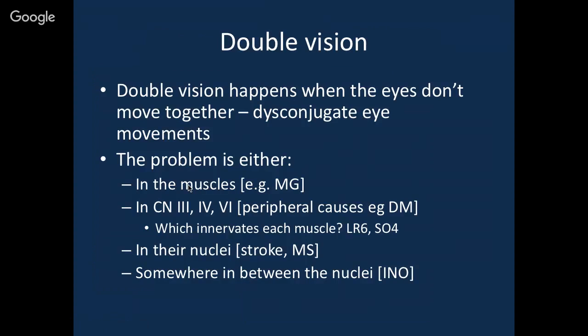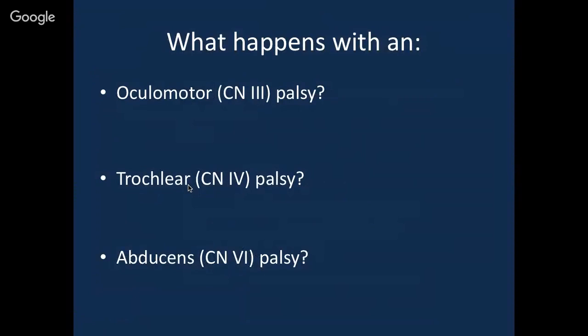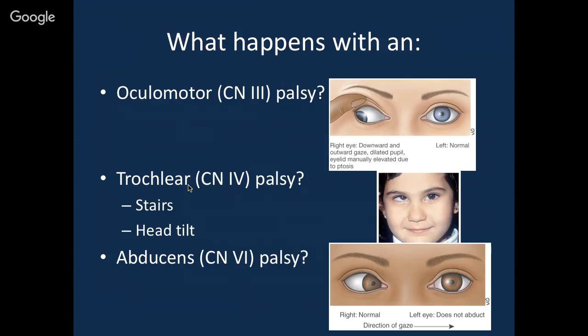I'm not going to go through this. You should know your palsies of each of the three nuclei. So oculomotor causes a down and out eye. Trochlear, the fourth nerve, is the one that causes difficulty climbing stairs, and the patient has a head tilt. And abducens is it just can't abduct. It's that simple.